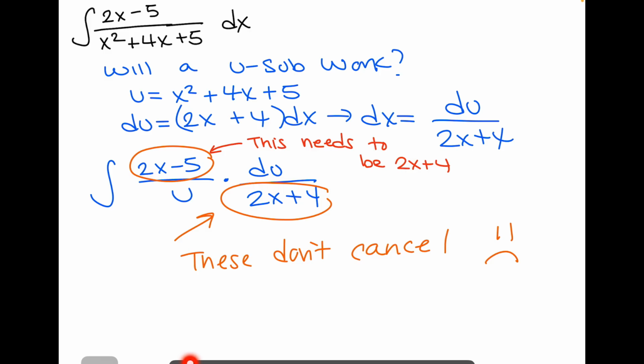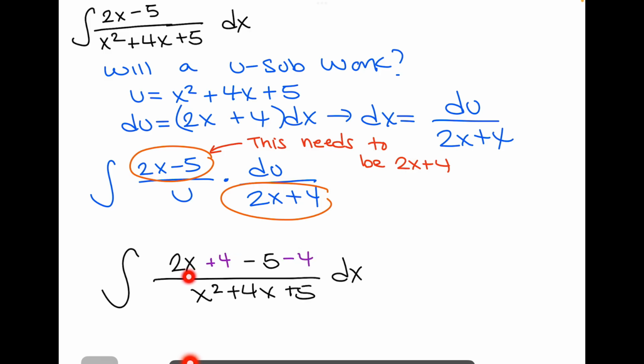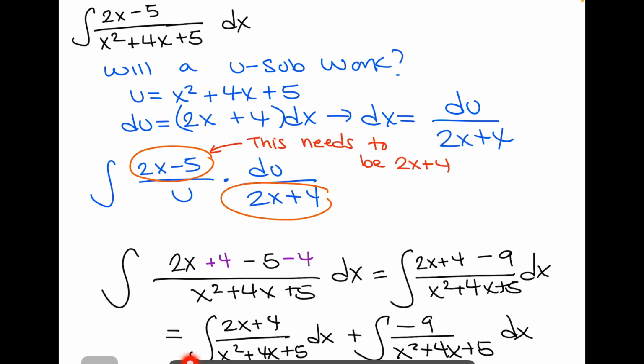So I'm going to do a little bit of a trick here. My numerator was 2x minus 5. I'm going to add 4 and then subtract 4. This reminds me of that completing the square process, where we're technically adding 0 because we're adding and subtracting the same number. And this is going to allow me to separate this function into two separate functions that can be integrated. So I'm going to think of this as 2x plus 4, and then minus 9, all over x squared plus 4x plus 5.